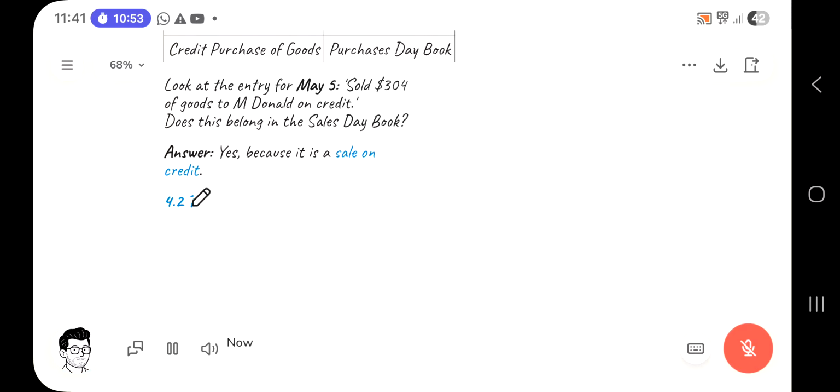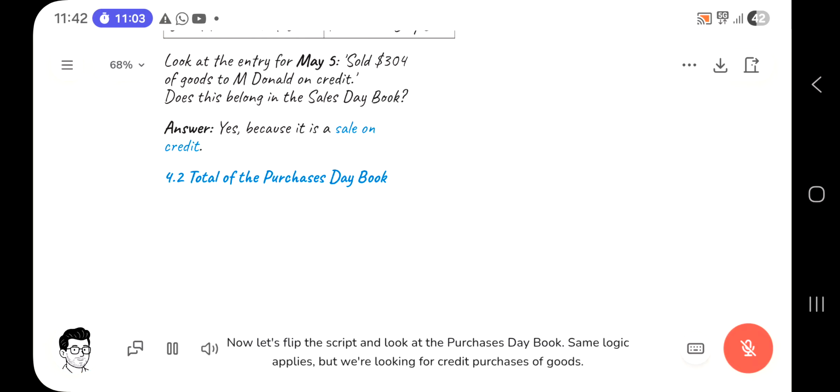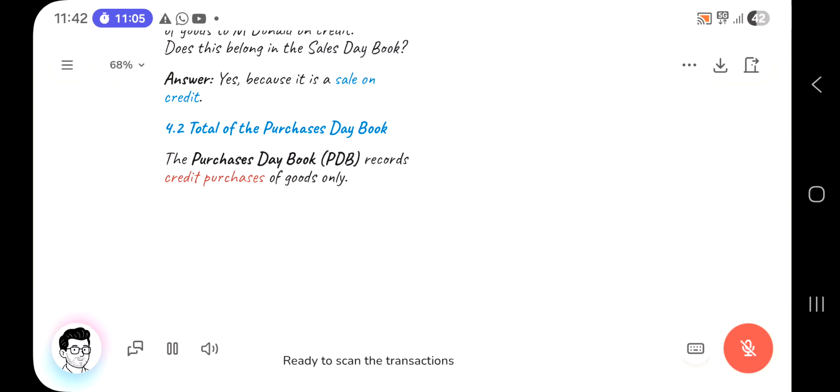Now let's flip the script and look at the purchases day book. Same logic applies, but we're looking for credit purchases of goods. Ready to scan the transactions for credit purchases?